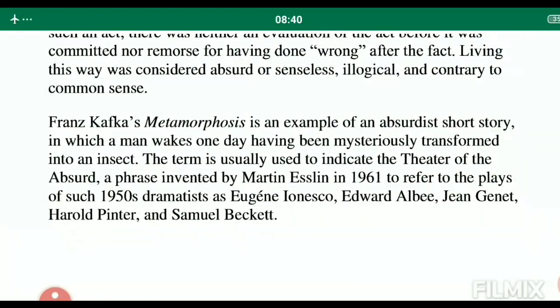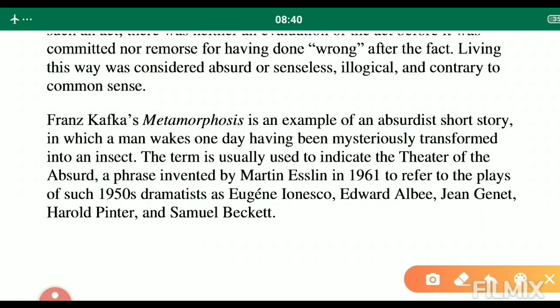All right. So next is Franz Kafka, whose one work is Metamorphosis. Franz Kafka is a short story writer. Metamorphosis is a short story, an example of an absurd short story in which a man wakes one day having been mysteriously transformed into an insect. So in Metamorphosis, there is a protagonist who transforms suddenly into an insect while he wakes up early in the morning. He finds himself transformed into an insect.